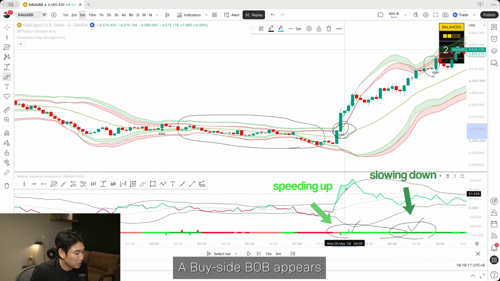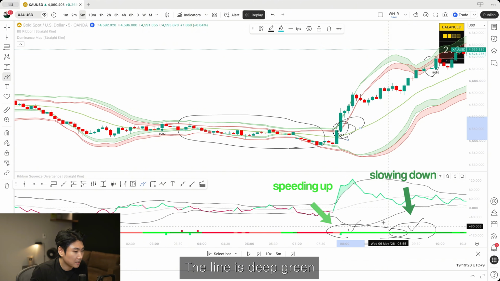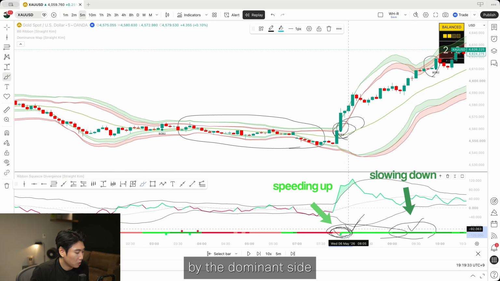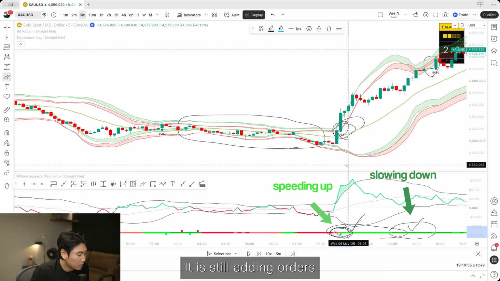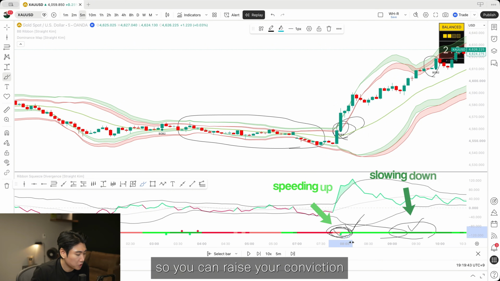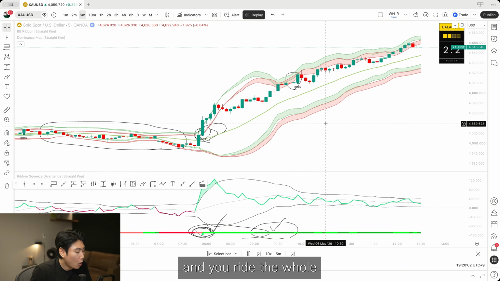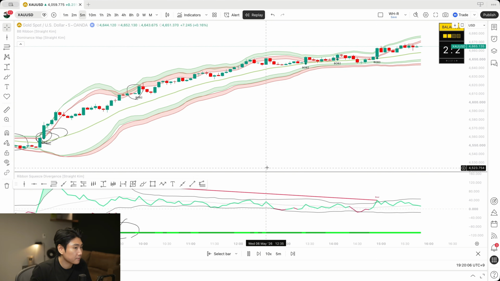A buy side BOB appears, the line is deep green, and the green dot prints too. Big money is on board. Every breakout is made by a dominant side. It is still adding orders, so you can raise your conviction one more level. Take the buy here, and you ride the whole uptrend that follows.